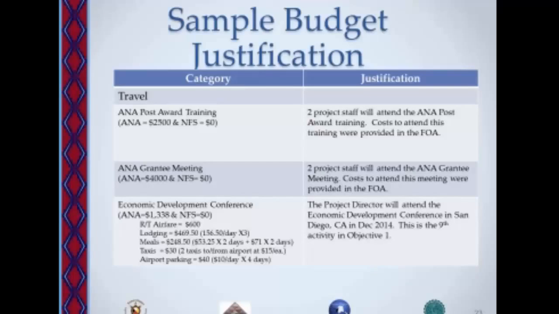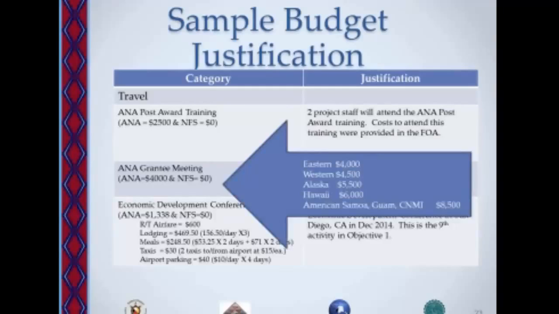The funding opportunity announcement also states that if you are funded, you will be attending a grantee meeting each year of your project. And 2 project staff will attend that grantee meeting. And the funding opportunity announcement actually lists the amounts. $4,000 is the amount that was indicated for the Eastern region. The amounts for other regions are different, and again they're stated in the funding opportunity announcement. Western is $4,500, Alaska is $5,500, Hawaii is $6,000, and American Samoa, Guam, and the Commonwealth of the Northern Mariana Islands are $8,500. And this is based on travel to the Washington, D.C. area, which is typically where the grantee meeting is held.